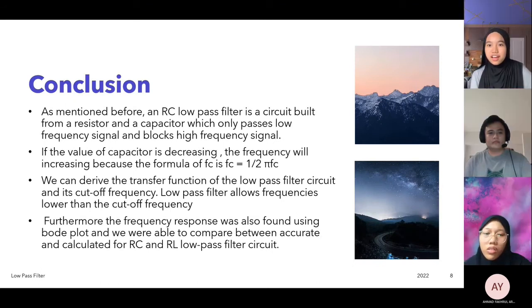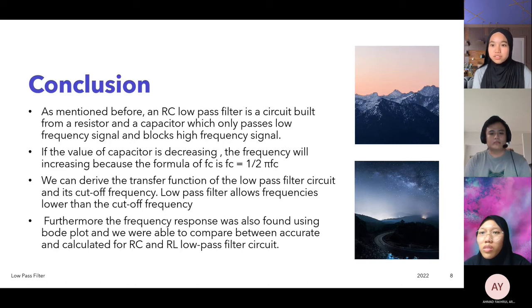For the conclusion, as I mentioned before, an RC low-pass filter is a circuit built from a resistor and a capacitor which only passes low-frequency signals and blocks high-frequency signals. So from the experiment, we know that if the value of the capacitor is decreasing, the frequency will increase, because the formula of FC is 1/(2πRC). So we can derive the transfer function of the low-pass filter circuit and its cut-off frequency.